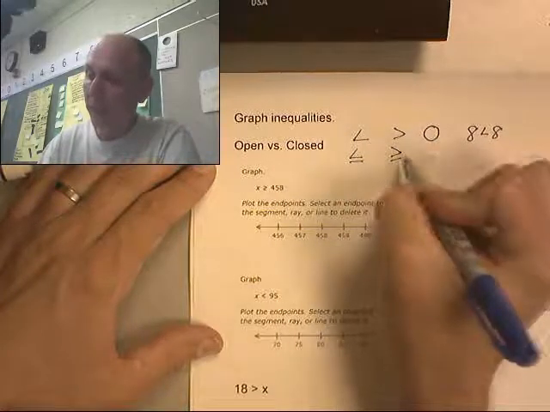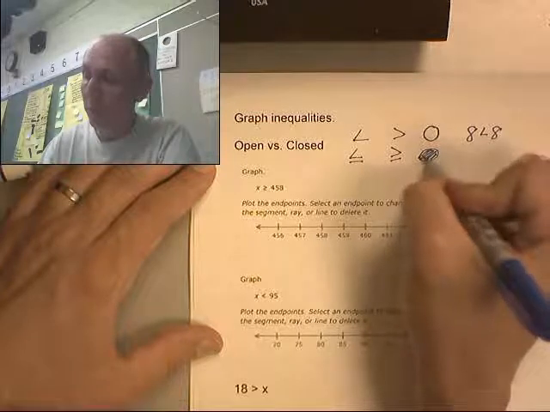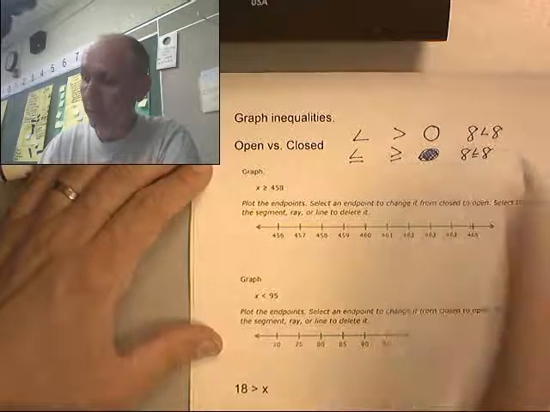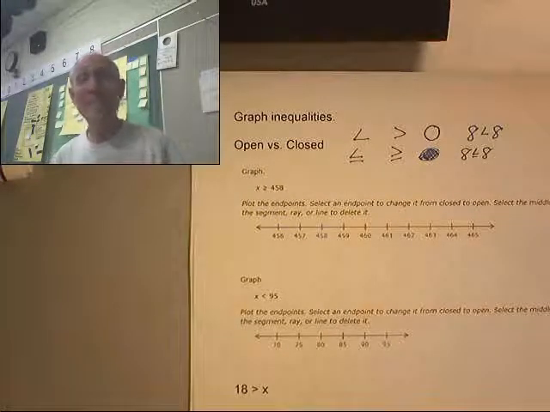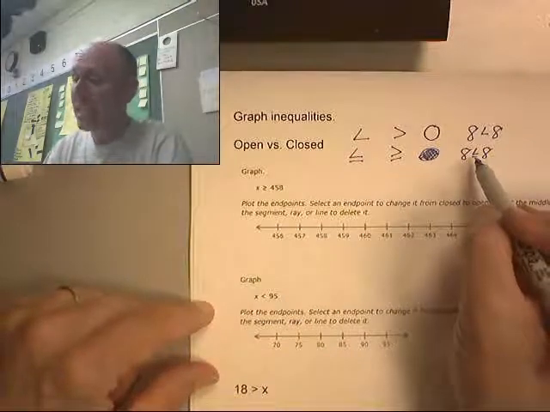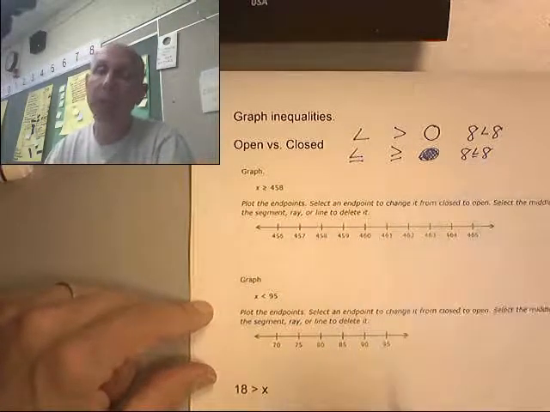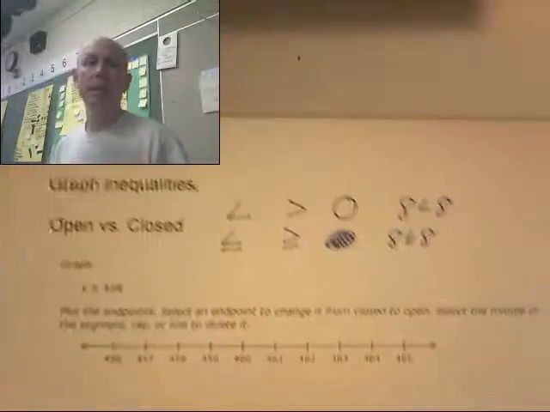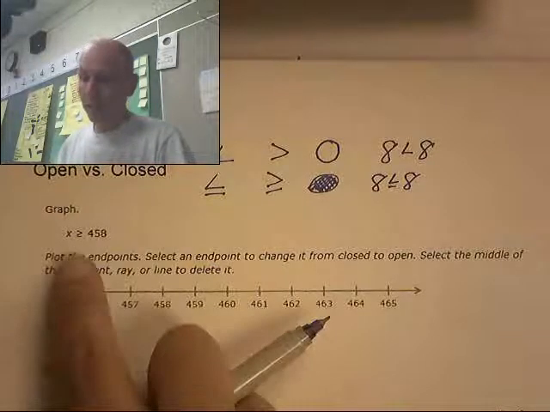If I have a less than or equal to or greater than or equal to, I'm going to graph it using a closed circle, and that indicates that the number on the graph is part of the solution because 8 is less than or equal to 8. 8 is equal to 8, so it is part of the solution. So keep that circle type in your head.